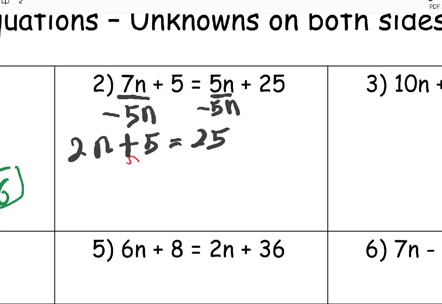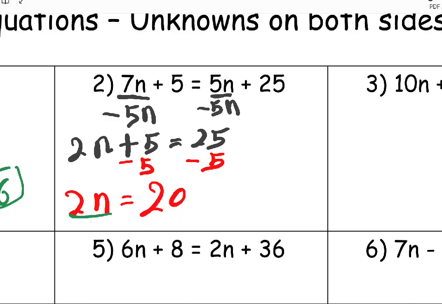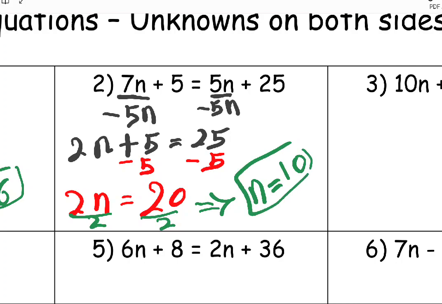Again, who's bothering the n? Minus 5, so 2n equals 20. Divide by 2, we'll end up with n equals 10. To check my solution, substitute in the original equation.